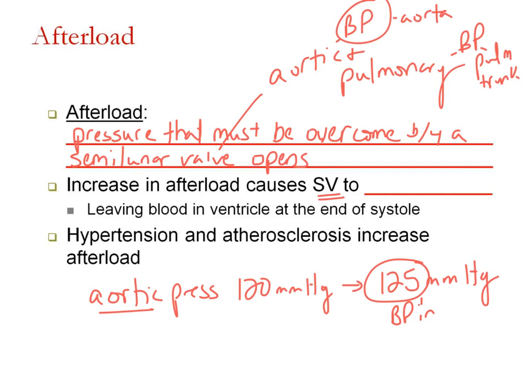Okay? So if the pressure goes up, that means the ventricle has to contract a little bit longer to reach this pressure before the aortic valve opens. Therefore, the aortic valve is going to be open less time. So an increase in the afterload causes stroke volume to decrease. Okay? Which sometimes will leave extra blood in the ventricle at the end of systole because it didn't get out. Okay? Things that can increase afterload are obviously hypertension. This means high blood pressure, if you don't know that already. And atherosclerosis is plaques, which decrease the lumen size, basically, which increases pressure in the aorta.